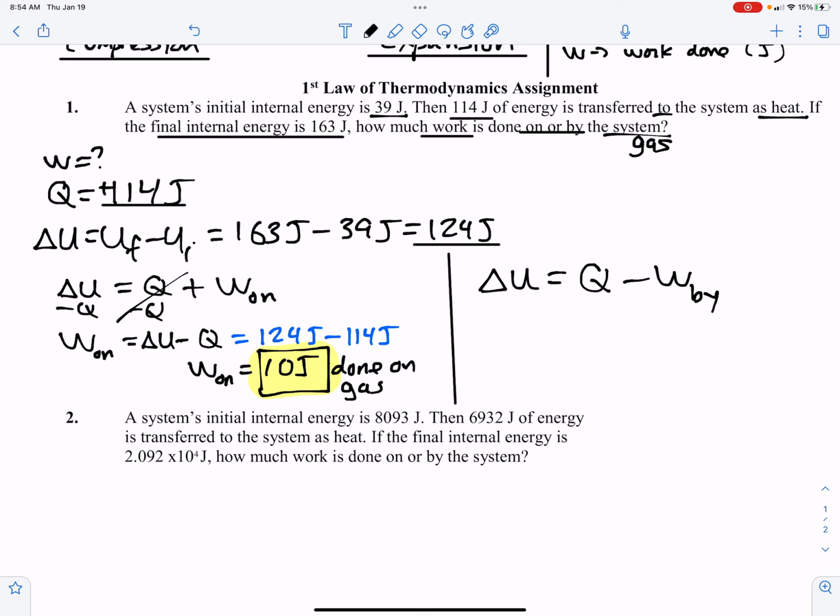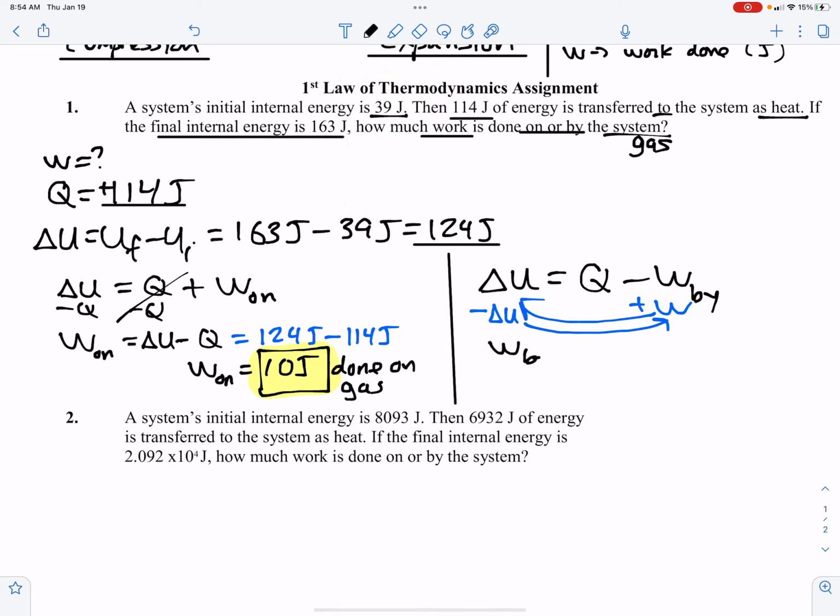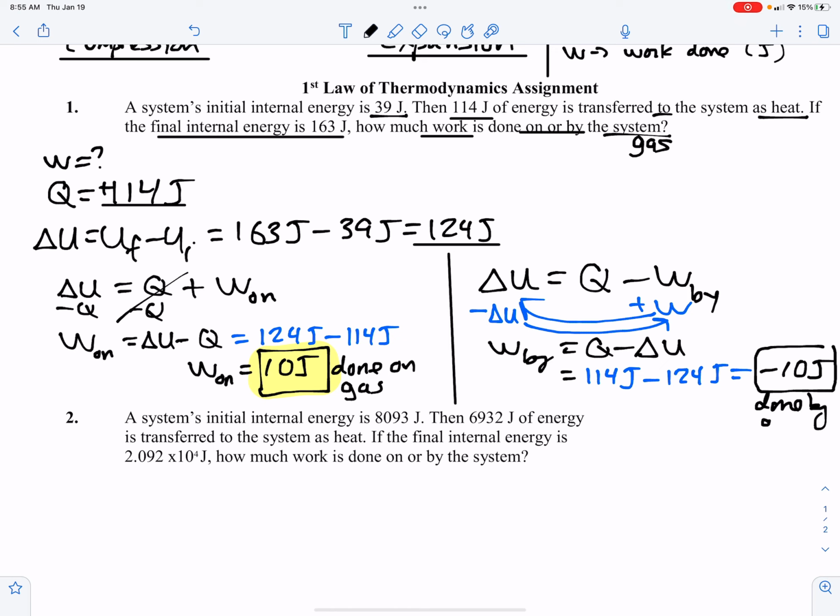What I'm going to do is solve for work. I can do that by adding the work over to the left and subtracting the change in internal energy over to the right, and they swap places. So the work done by the gas is equal to Q minus the change in internal energy, which would be 114 joules minus 124 joules to give you, guess what, negative 10 joules, just like we said. And then just as a matter of perspective, done by the gas.